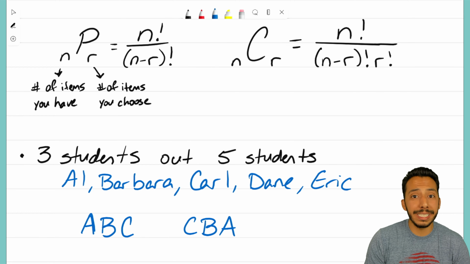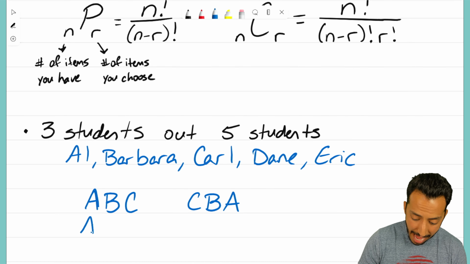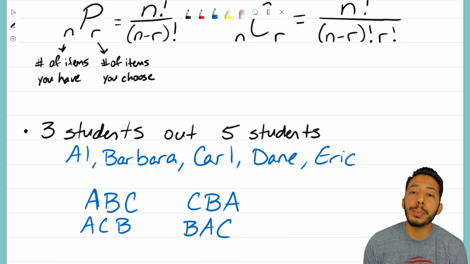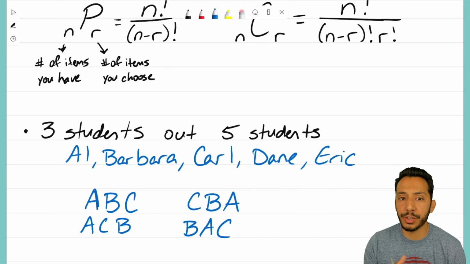Al, Barbara, and Carl is the same as Carl, Barbara, and Al, which is also the same as Al, Carl, and Barbara, which is also the same as Barbara, Al, Carl. All of those are representing the same 3 students. The order does not matter here that I'm picking them in first, second, third place.